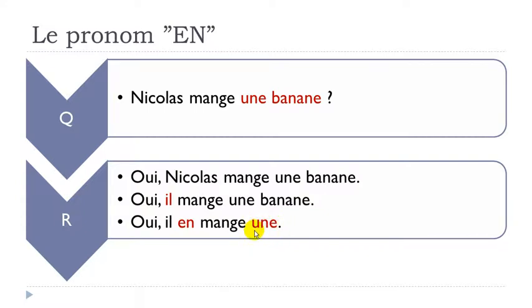Okay, so the information that you've got now is that you will have to put the masculine or the feminine form after. Okay, here you put une because banane is a feminine word. All right?